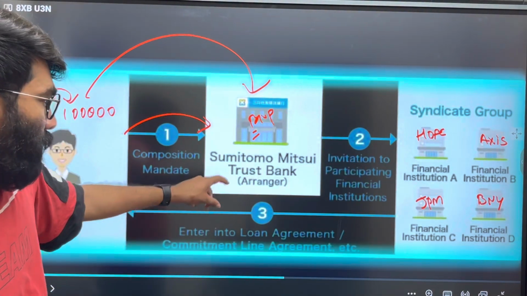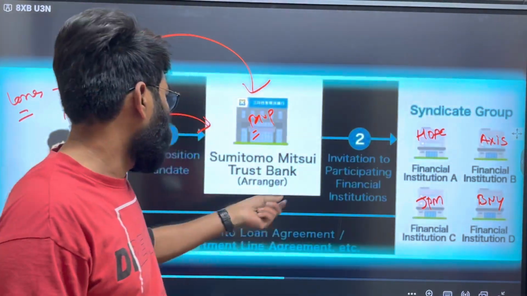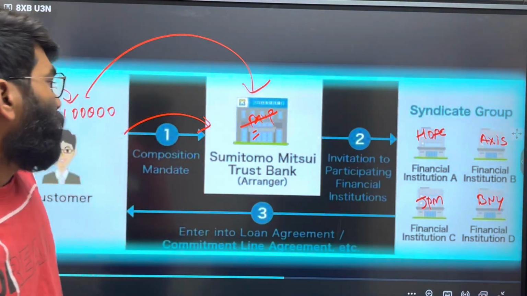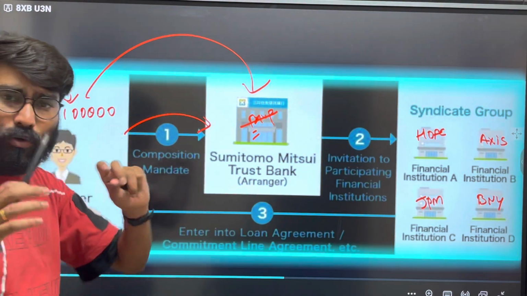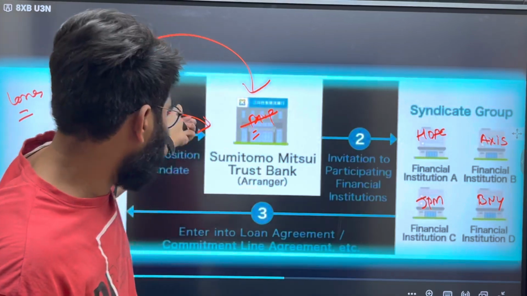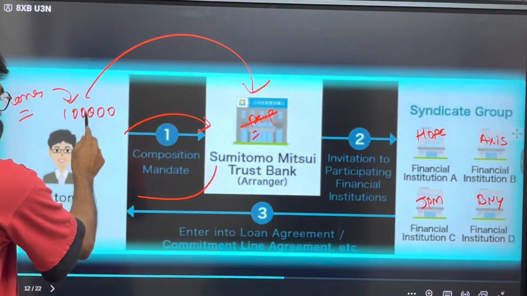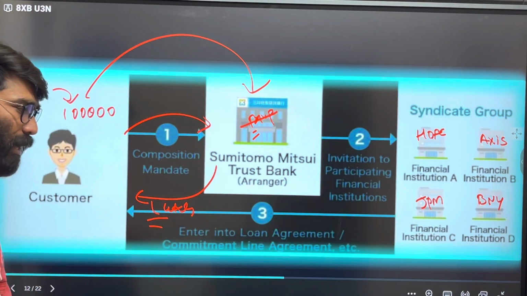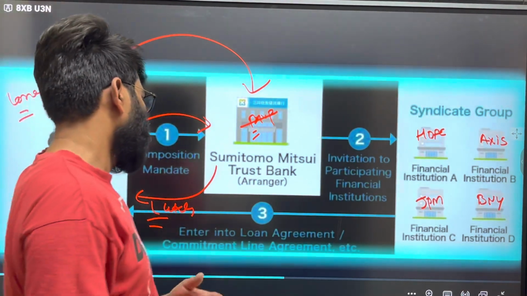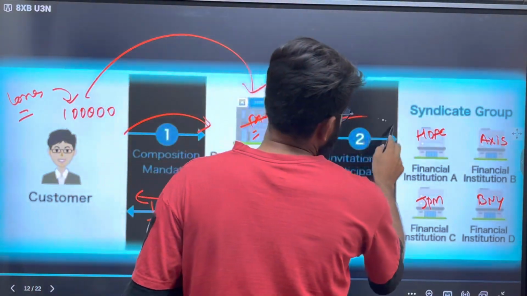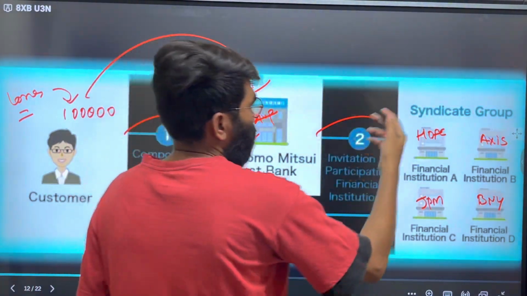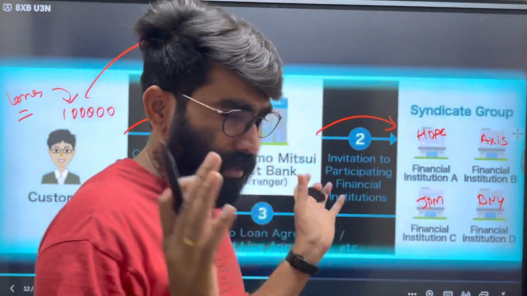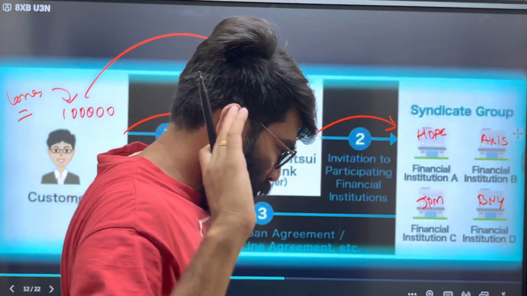Then BNP, let's say Sumitomo Bank, you can take the same name. So we'll have two options. One, the bank can manage the funds and directly transfer 1 lakh, or else, to diversify or reduce the risk, the bank can approach the other banks in their syndicated group, because every bank comes together.